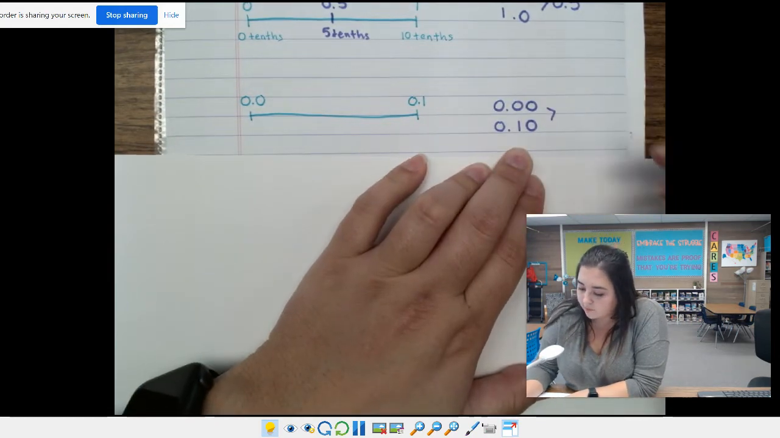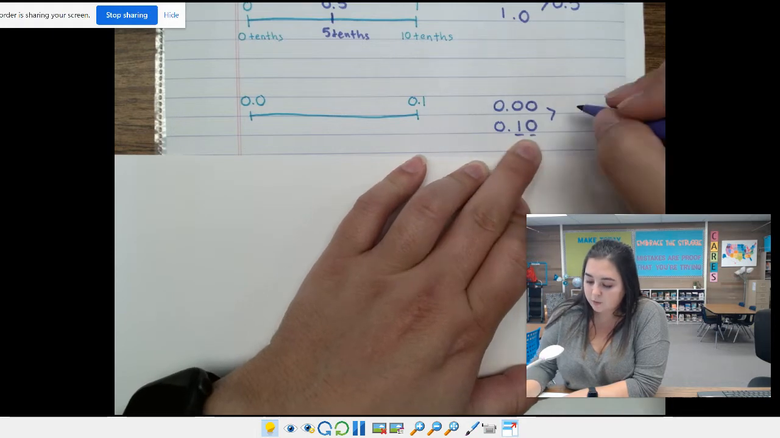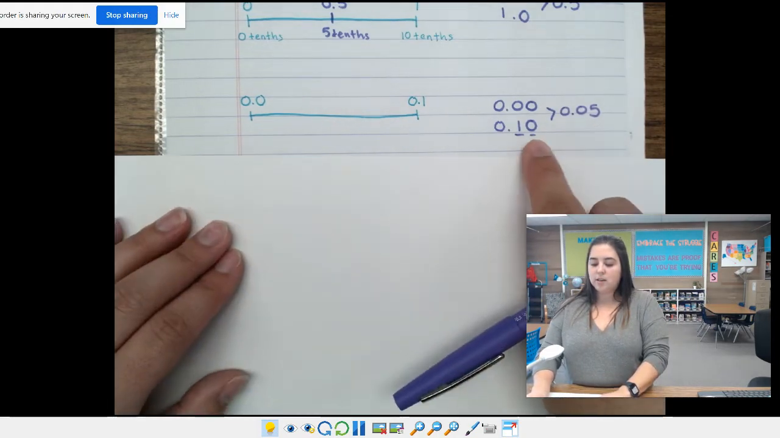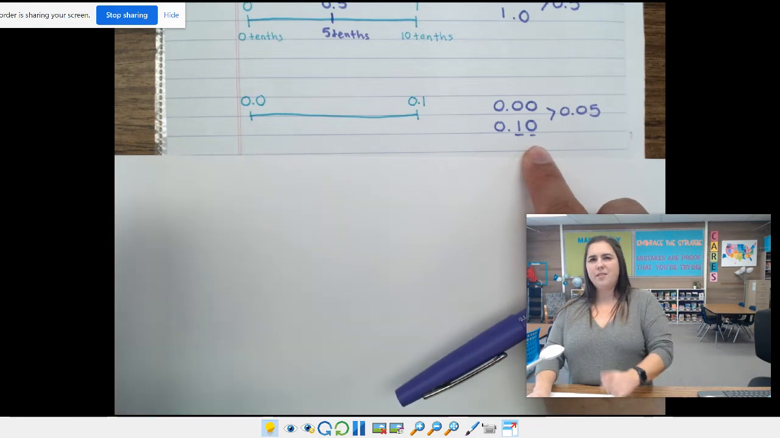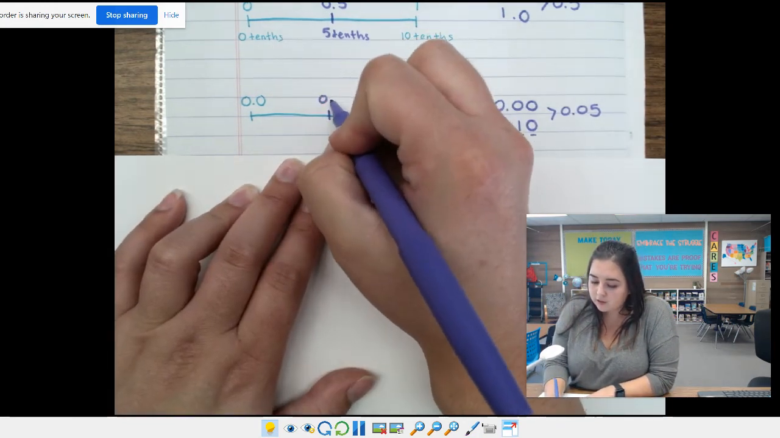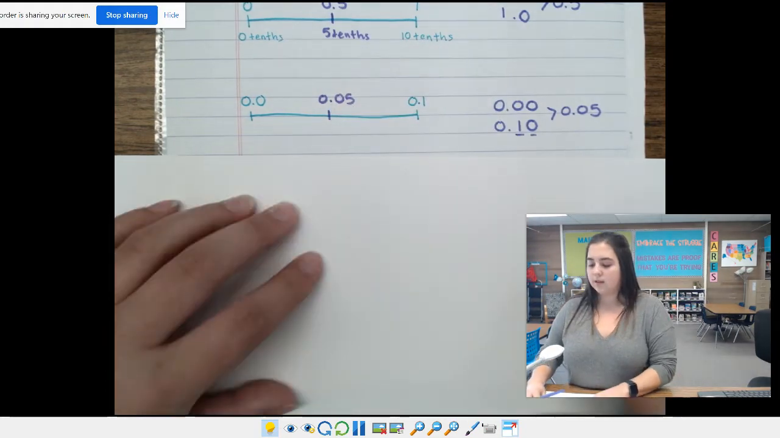So again, it has to be 5, but I have to go all the way to the hundredths place, just like I did here. So my 5 is going to be in the hundredths, just like my numbers here went to the hundredths. I write this a little bit differently next time. Might be helpful. 0.05. Let's keep going.